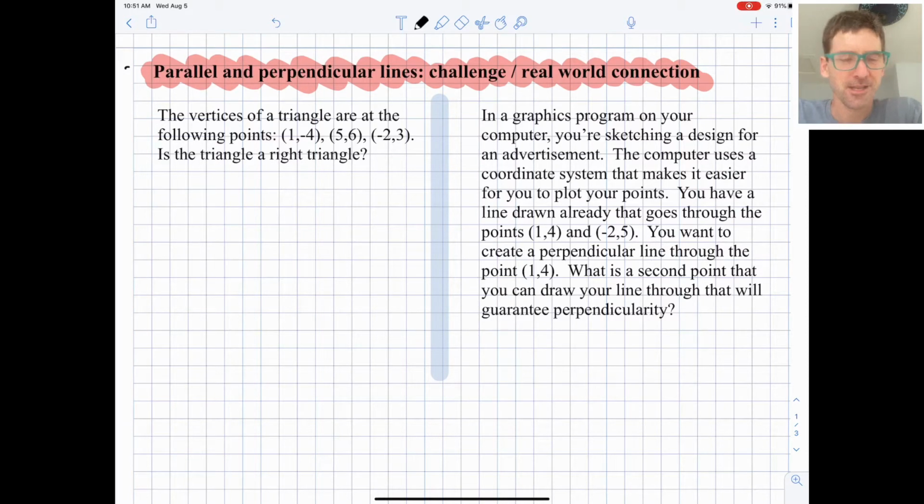Right, now we're going to be looking at a challenge and a real-world connection problem relating to parallel and perpendicular lines. I encourage you to give these a try on your own, pause the video, and then check back in and see how you did as you follow along.